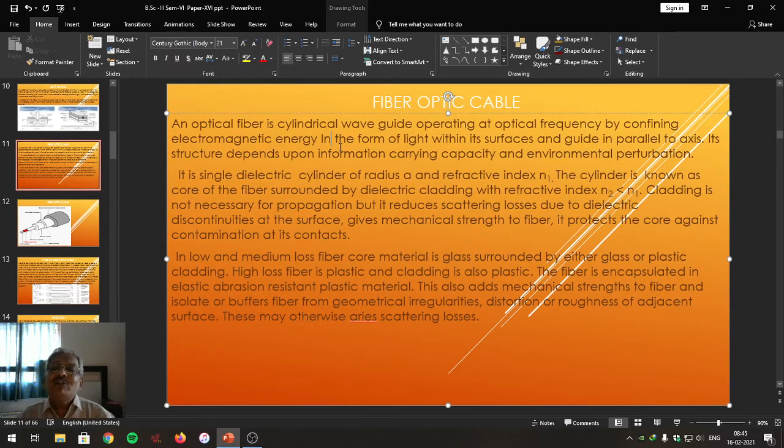The structure of optical fiber depends upon the information carrying capacity, meaning how much information is to be carried, and also the environmental perturbation, meaning in which environment the optical fiber is going to be used, whether it is hanging in air, or buried in a duct, or to be used in the sea underwater. That decides the structure of the optical fiber cable, and also what type of information is to be carried, whether it is digital data, only voice signal, audio signal, video signal, or audio as well as video signal. This will decide the structure of the optical fiber.